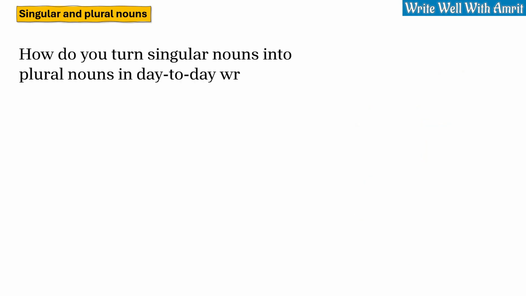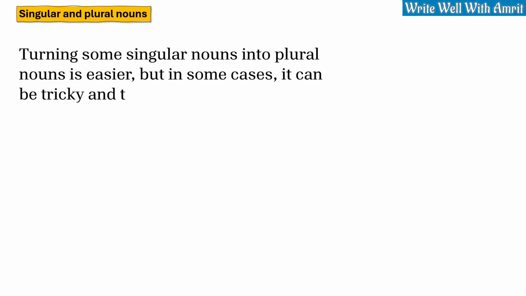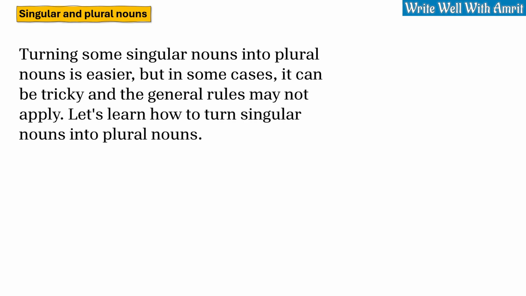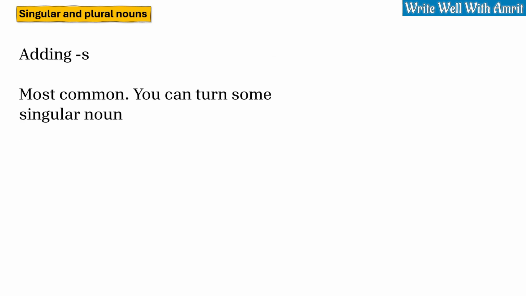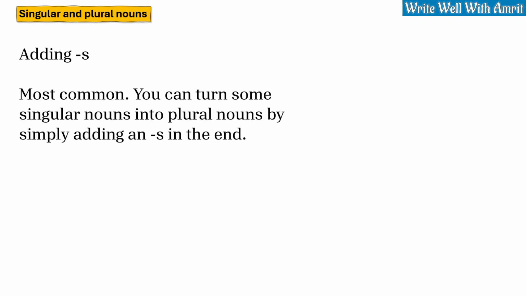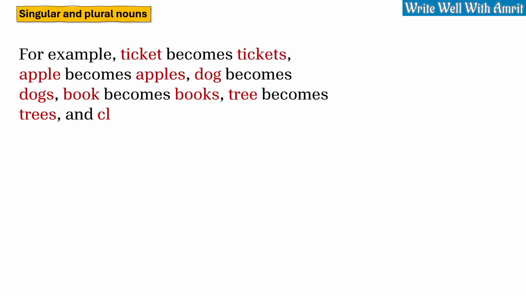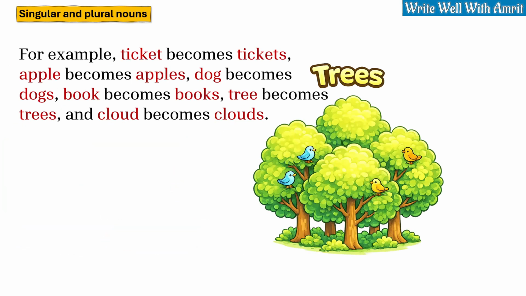How do you turn singular nouns into plural nouns in day to day writing? Turning some singular nouns into plural nouns is easier, but in some cases it can be tricky and the general rules may not apply. Let's learn how to turn singular nouns into plural nouns. Adding s. Most common. You can turn some singular nouns into plural nouns by simply adding an s in the end, and I'm pretty sure you already know this. For example, ticket becomes tickets, apple becomes apples, dog becomes dogs, book becomes books, tree becomes trees, and cloud becomes clouds. This is the simplest way of turning singular nouns into plural nouns.